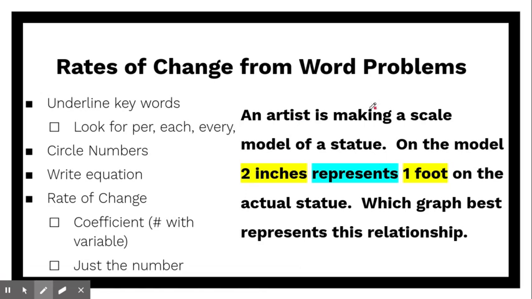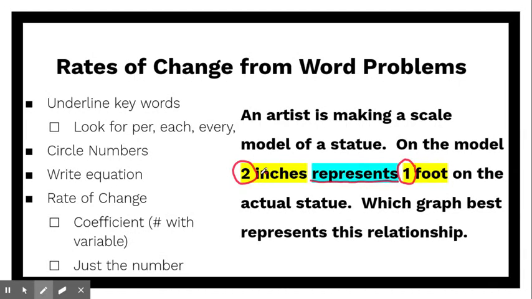An artist is making a scale model of a statue. On the model, 2 inches represents 1 foot. So every time you see a number, you should be circling it or writing it down. Those are the numbers I need to use on the actual statue. Which graph best represents this relationship? I don't have any graphs, but I'm just using this to help you out. You don't see per, each, or every there, but I see the word represents. Represents is going to be something that works as well.